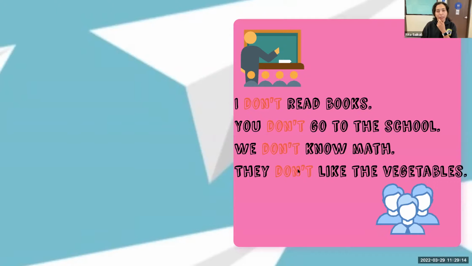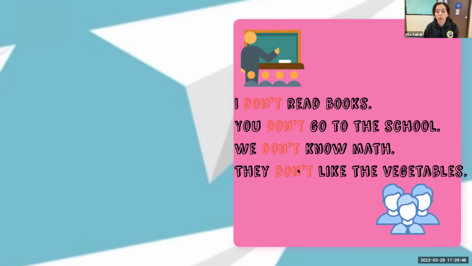All right, my good people. So these are some more examples. I don't read books, because we have I. We have ourselves. All right, yes, we are talking about first person singular. You don't go to school. We're talking about second person singular or second person plural, right? Because you is the same in singular and in plural. So it also gets don't.